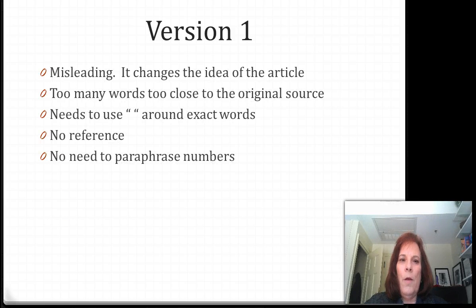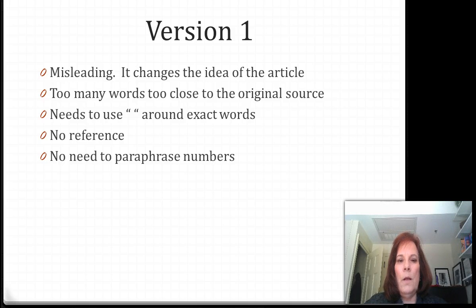Okay, I hope you have actually gone through this exercise because I think it's very, very valuable. And I want you to notice that version one, it's not only that they haven't used quotation marks, but it's misleading. It changes the idea of the original article. Look again. If you didn't figure that out, look again. How is it misleading? How does it change the original idea?